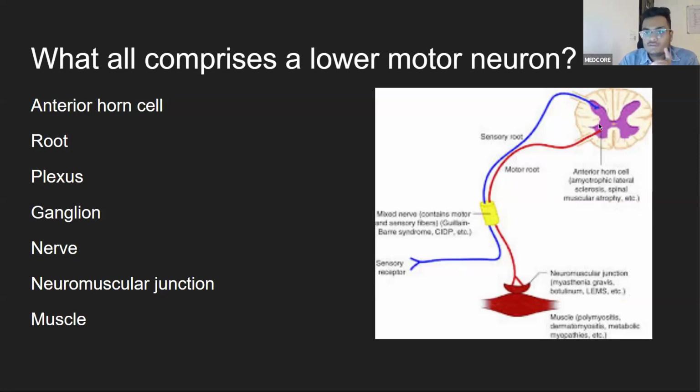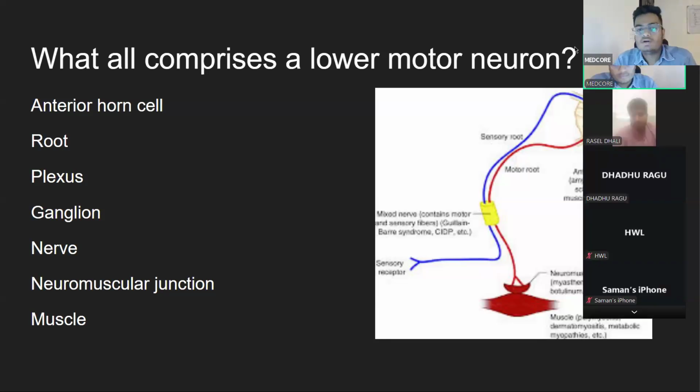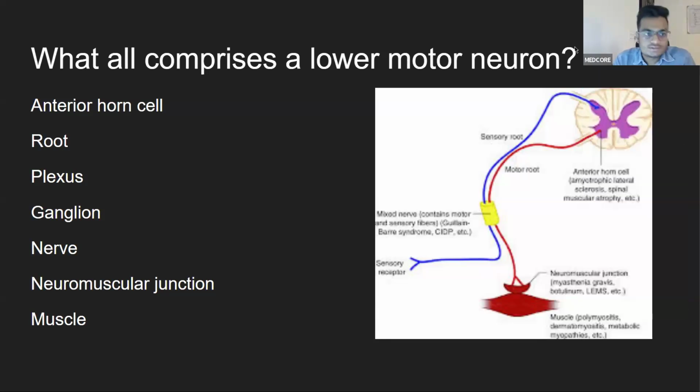Then you can see from this diagram that there is a motor root and a sensory root. So from the motor root, there is a root which forms a plexus and there is a ganglion there. And then you see a nerve which goes on till the neuromuscular junction which supplies the muscle. Why are we reading this? Because we get different disorders in neurology and we want to localize the disorders to each particular anatomical tract. Which disorder is there in the anterior horn cell? It is post-poliomyelitis or a motor neuron disease like ALS.